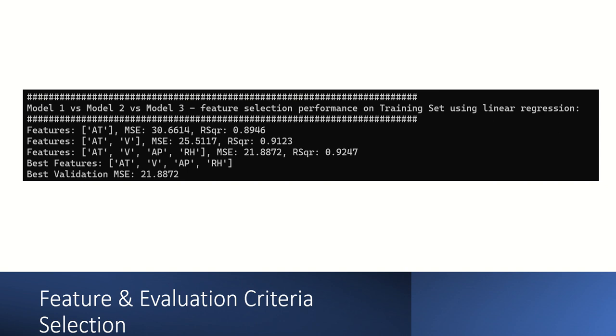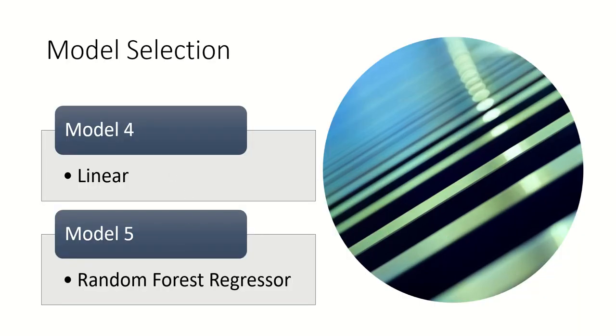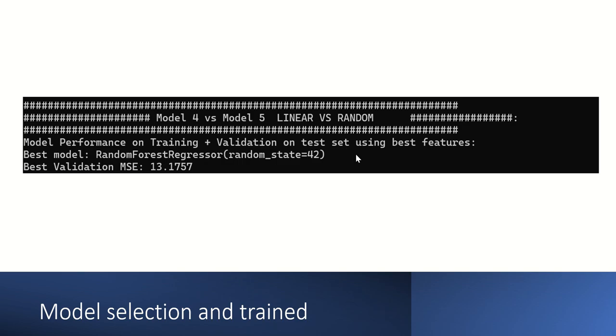The inclusion of AP and RH, despite the relatively lower correlation with the target variable, contributes to the overall performance of the linear regression. So this is the feature set that we selected. However, we didn't stop there. To further improve our performance, we compared the linear regression model with a random forest model. Let's call them model 4 and 5, using the best features selected earlier.